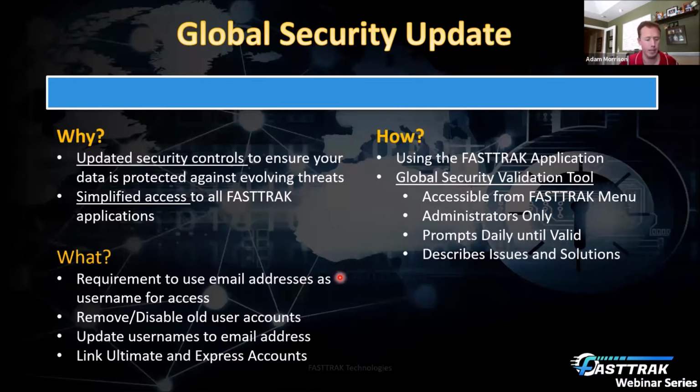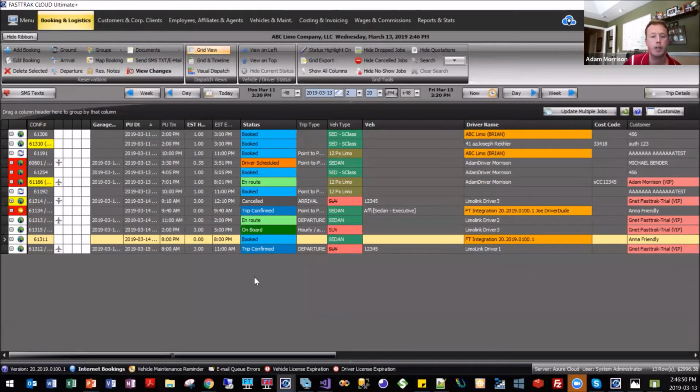So what we've done is, once again, this is an update which you guys will get here in the next couple weeks. If you are not compliant with what's required for the global security update, meaning you have usernames that are not valid, they're not an email address, they're duplicated, something of that nature, your system is going to be flagged as invalid. What that means is any system administrator in your database, so this is a user that you've set as a system administrator, every day when they log in for the first time, they will be notified that their system is not valid.